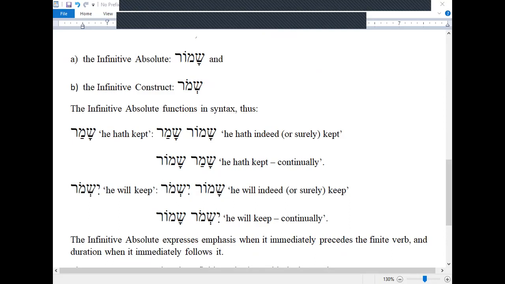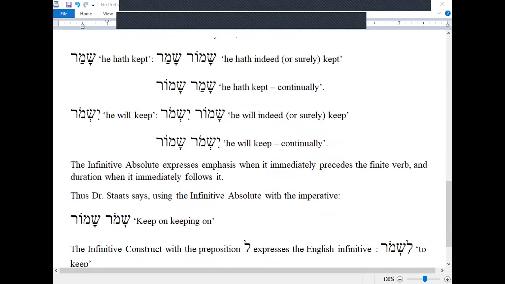But then if you had it in continuance, it would be shamar shamor. So you'd have your Qal perfect in shamar, and shamor is your Qal infinitive absolute. He has kept continually. So if it's before the verb, like shamor shamar, it would be he has indeed kept. And if the infinitive absolute comes after the verb, like shamar shamor, it would be he has kept continually.